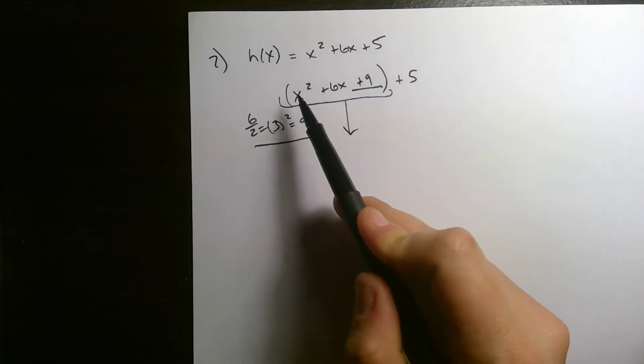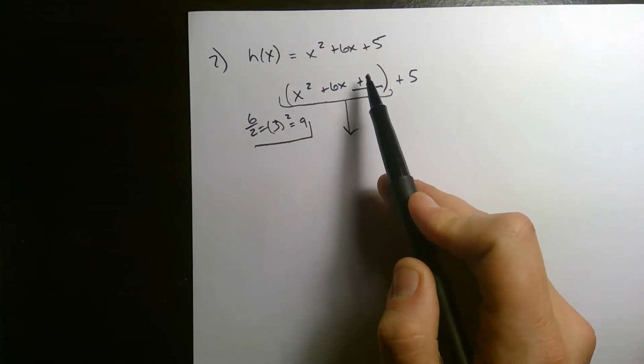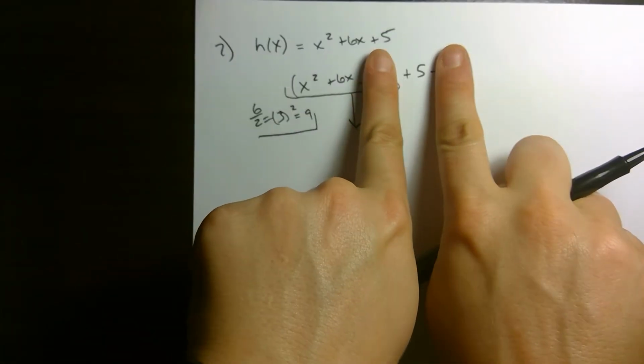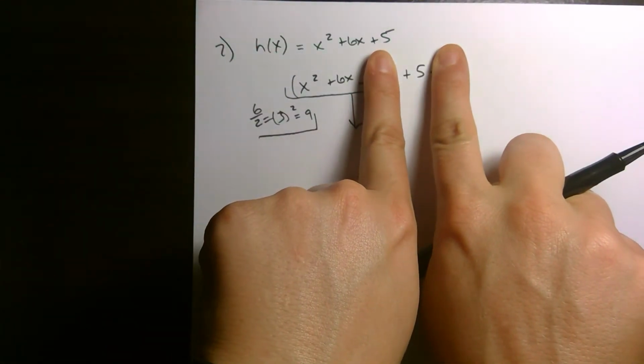So notice that I've put these 3 pieces in parentheses. Well, I've technically added a 9. So I'm going to come over here behind this 5 and I'm going to subtract 9. Because wouldn't you agree that if these 9s weren't there, my problem is exactly the same as what I started with?